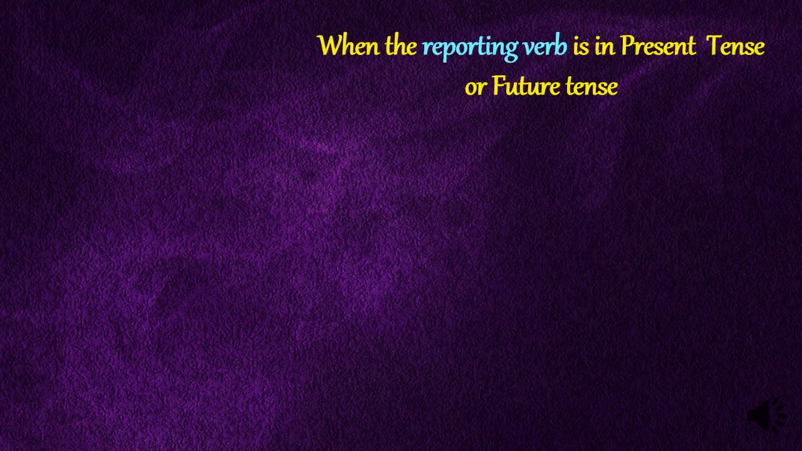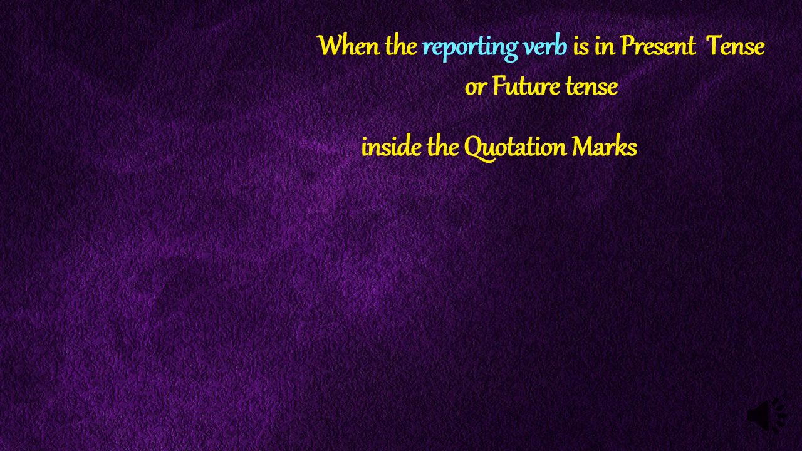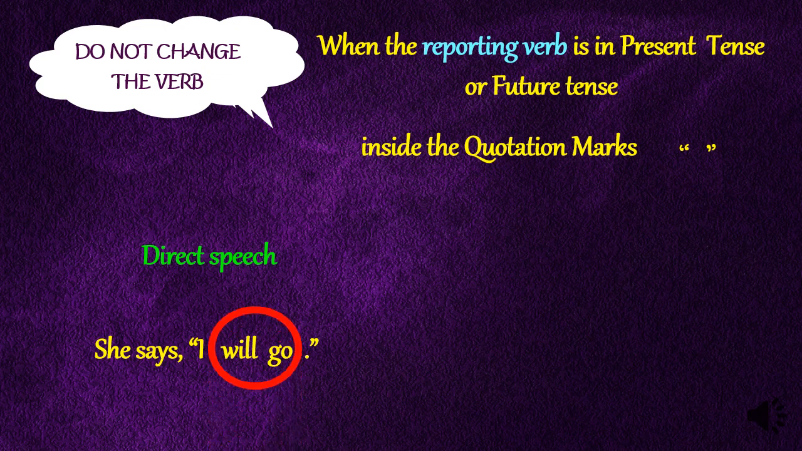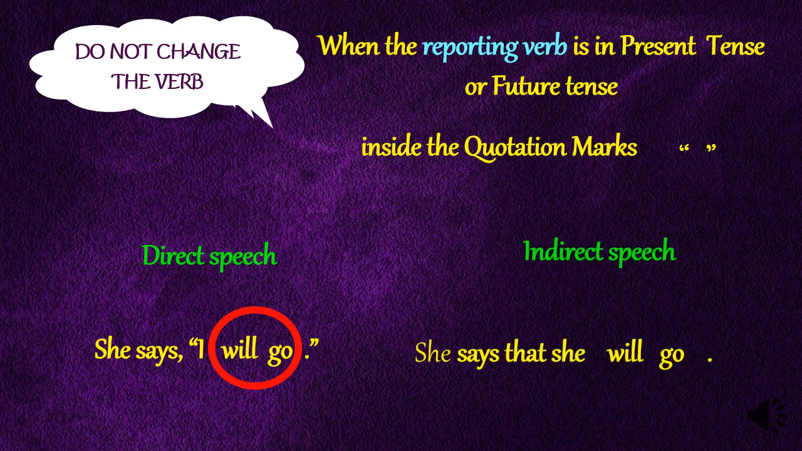Now we've looked into the 6 rules. Now let's look into when you're not supposed to change the verb. When the reporting verb is in present tense or future tense, and if that is placed inside the quotation marks, then do not change the verb. Example: She says, "I will go." This is direct speech. So "will go" is written inside the quotation mark and it is in future tense, so you're not supposed to change it. So the answer will be: she says that she will go. "Will go" alone remains the same.